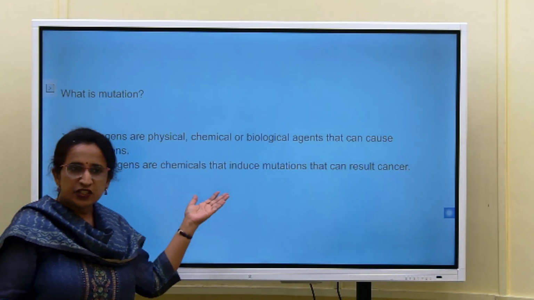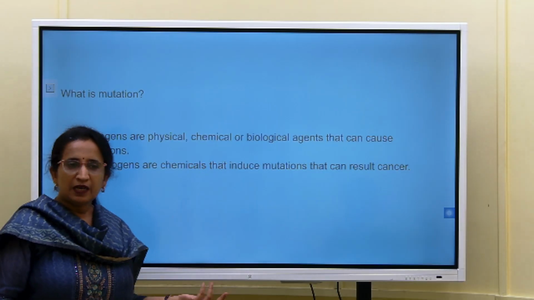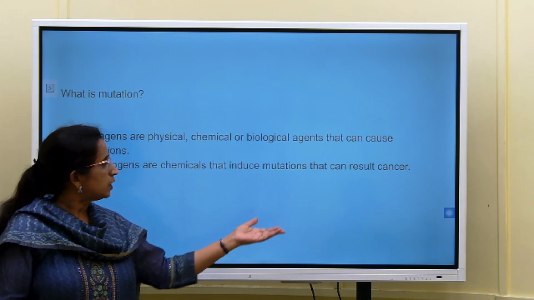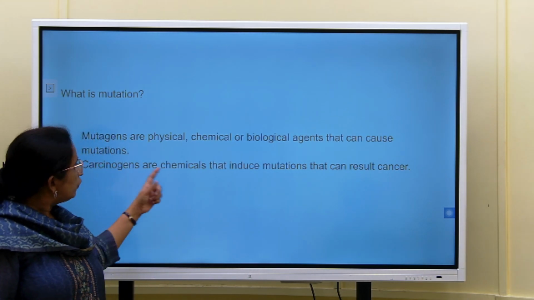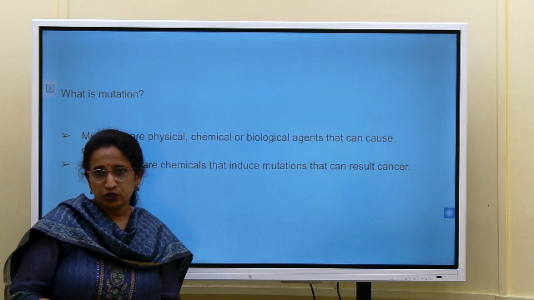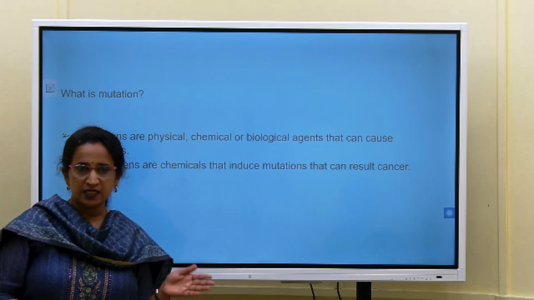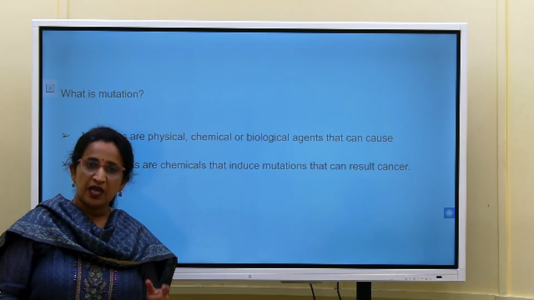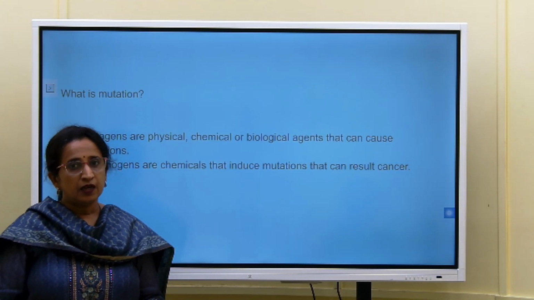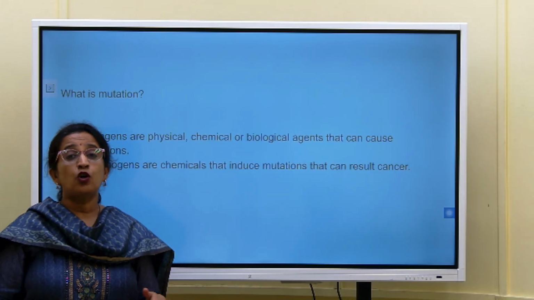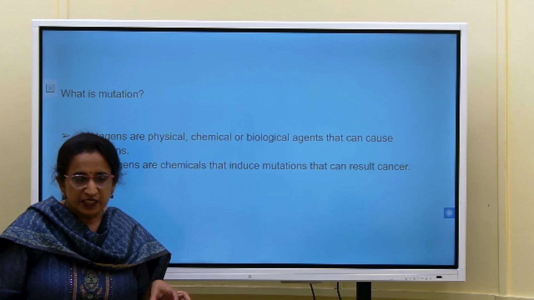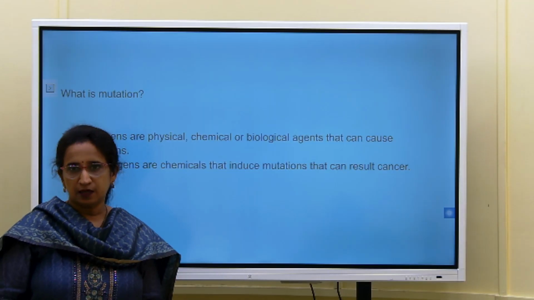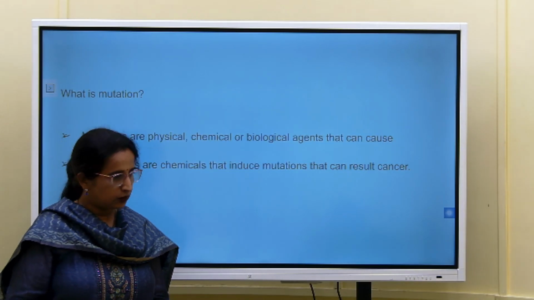Mutagens can be physical agents like UV rays, they could be chemical agents, they could even be biological agents like some viruses. And many of these mutagens could also be carcinogens. So there is a difference between mutagens and carcinogens. Mutagens are those agents which can cause a mutation. Carcinogens are those agents, or those mutagens, which can cause cancer. So carcinogens are a class of mutagens. They cause tumors in the body or in the tissues.